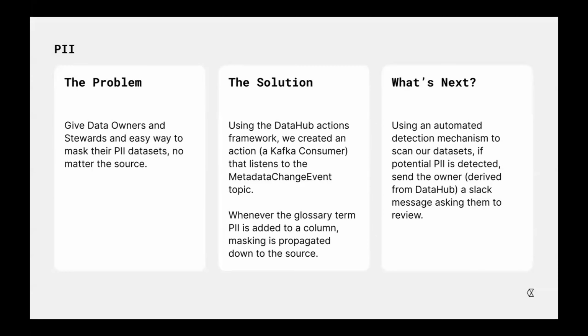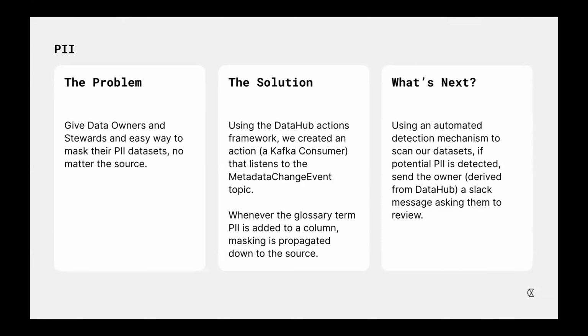Yeah, so the problem we're trying to solve is we're trying to give data owners and stewards an easy way to mark their PII data sets, no matter where it comes from. They could be marking it in dbt in the meta mapping, or they could be marking it in the schema registry in Kafka. But no matter where they are saying it, we want to have one central place to store that information. So we've used the DataHub Actions Framework. We've created an action, which is basically just a Kafka consumer that listens to any change that happens in DataHub. And whenever the glossary term PII is added to a column, masking is propagated down to the source.